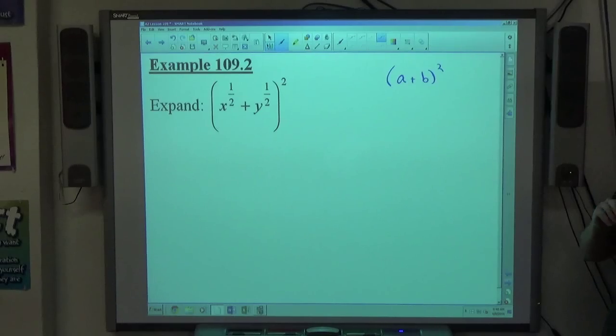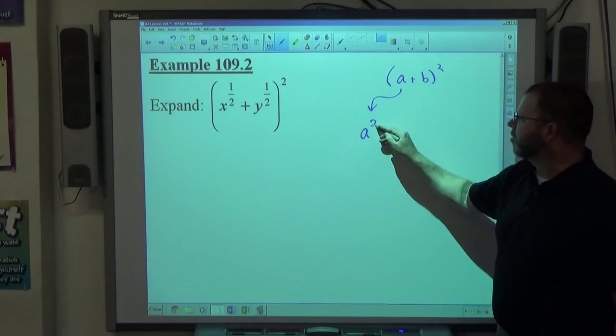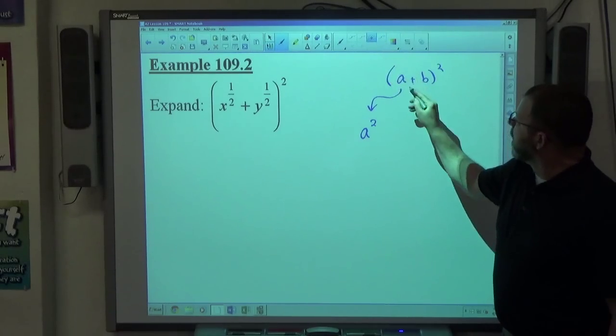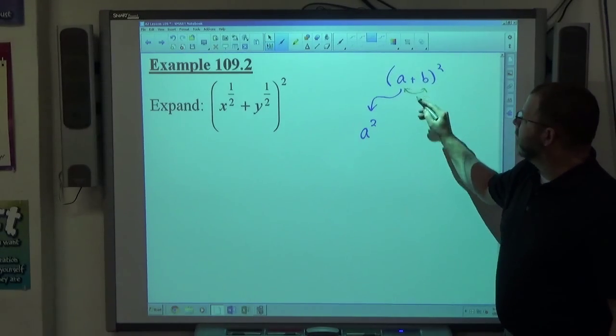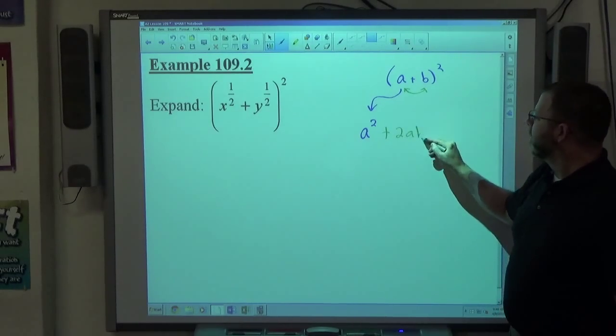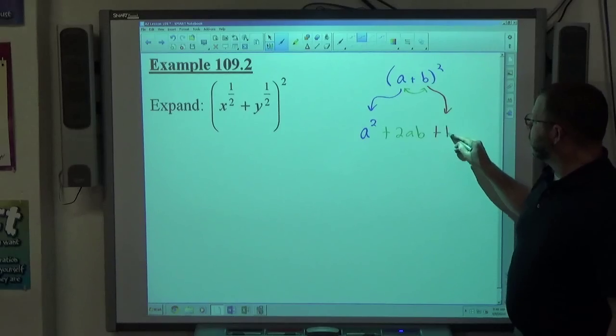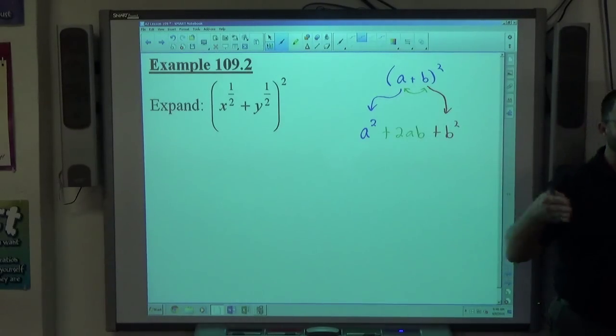Okay, we've learned a shortcut for doing this. The first object is going to be the first object squared. The middle object is going to be double the product of these two objects, so AB doubled is going to be positive 2AB. And the third object is going to be whatever that is squared, so positive B squared. The squares are always positive.